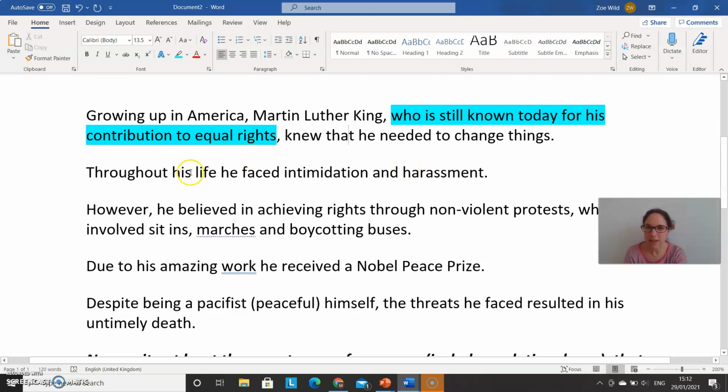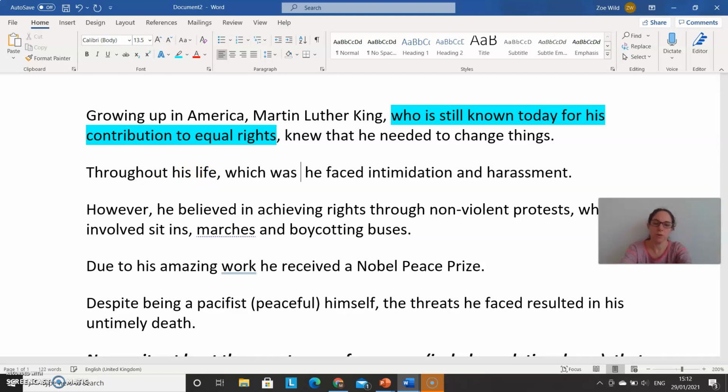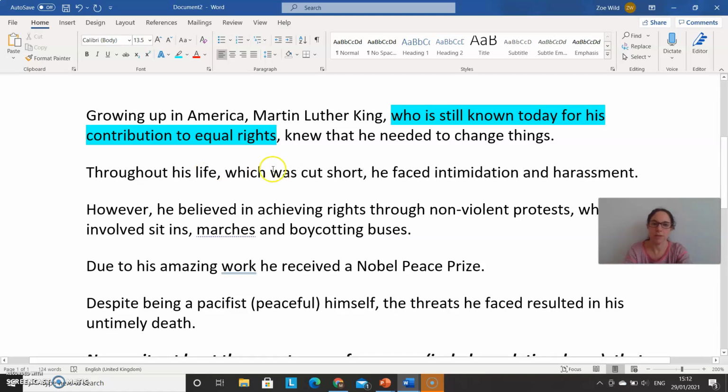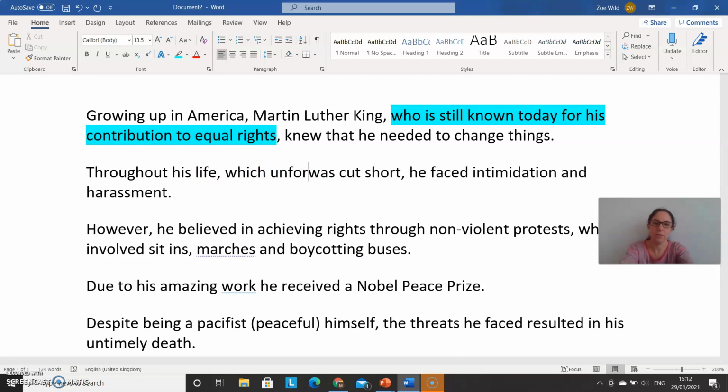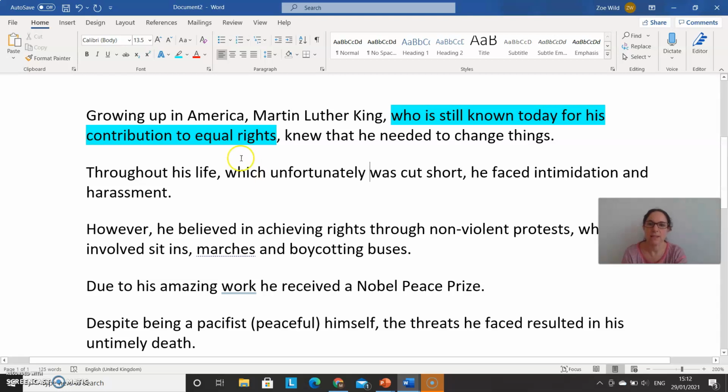What am I going to write about his life? Throughout his life, I'm going to describe his life, which was cut short. Throughout his life, which was unfortunately cut short, he faced intimidation and harassment. So I've added extra information about his life, just a short bit of information as a relative clause, using my relative pronoun, which. Notice that I've also included some conjunctions. We're still talking about conjunctions, however, due to, and despite. So we're putting all of our information together.